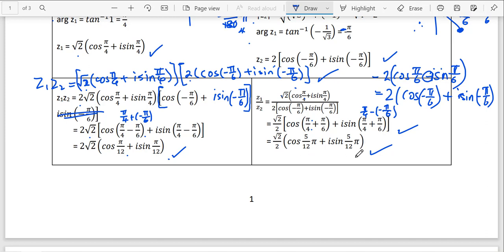Then settle. You check the angle: less than pi. Then it is set. If more than pi, you need to simplify.